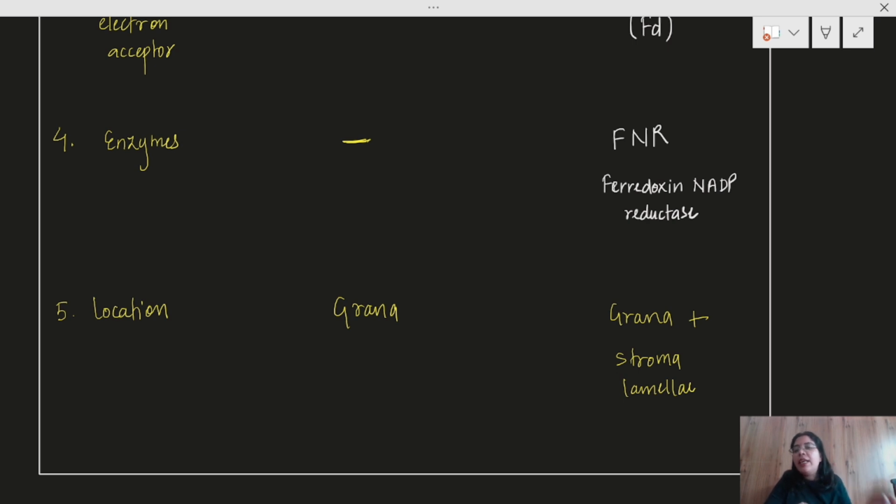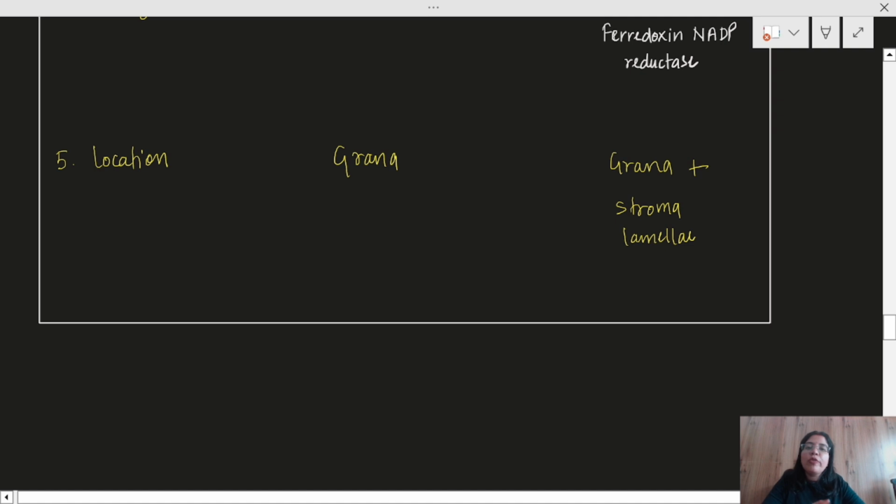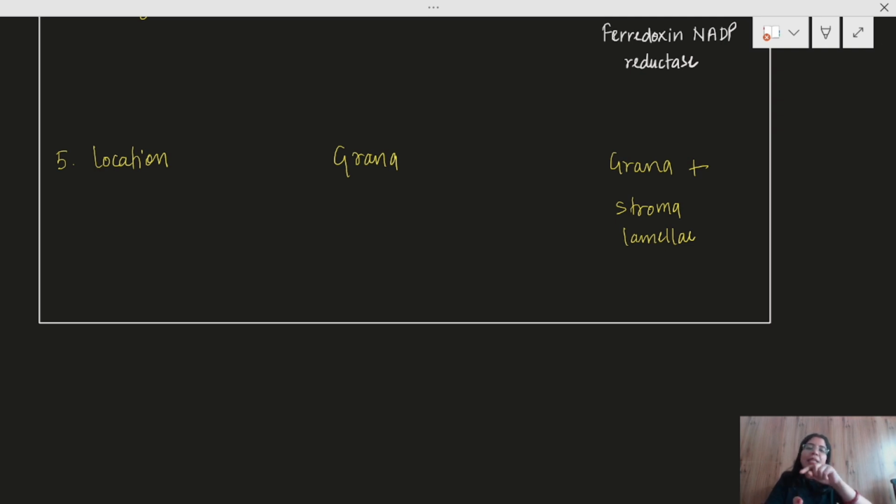And what is the location where you are going to find photosystem 2? Grana. Grana is that part, remember, the stacks or piles of coins, that part of the thylakoid, it has PS2. PS1 is present both on grana as well as stroma lamellae. Remember stroma lamellae, that particular thylakoid which is connecting the grana. So PS1 is present both on grana and stroma lamellae, but PS2 is exclusive to grana only.